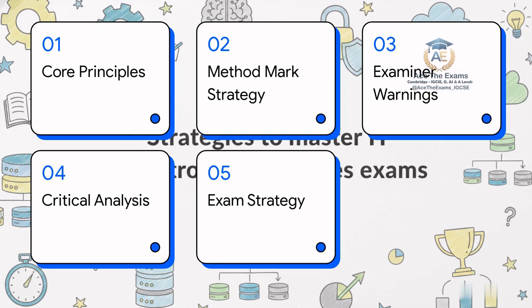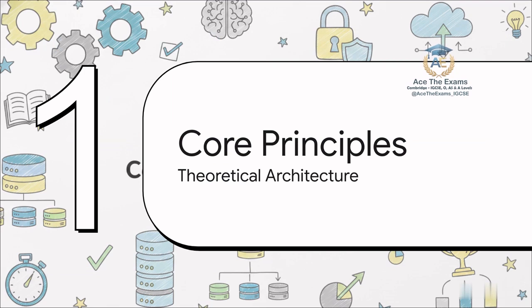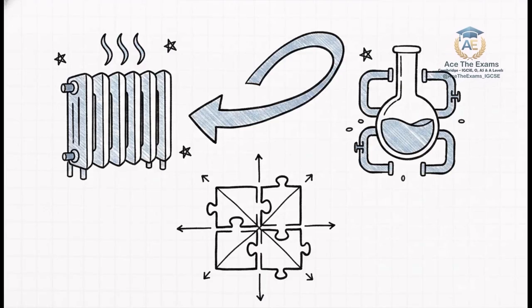Okay, let's get into the actual architecture of a perfect answer. Section 1. Core Principles. Let's explore the theoretical architecture of a top-tier exam response. The assessment framework explicitly prioritizes analytical depth over superficial breadth.